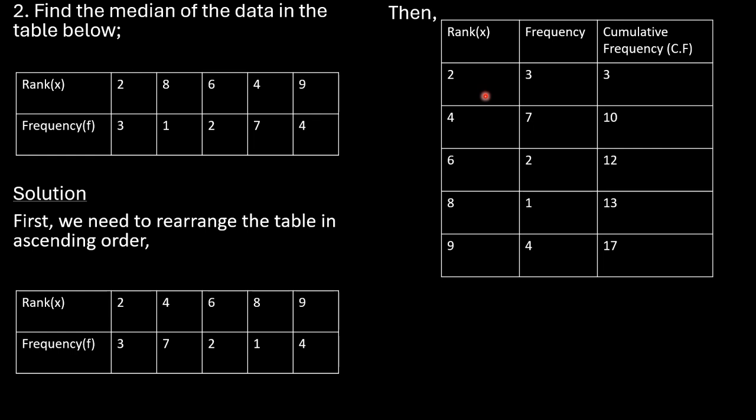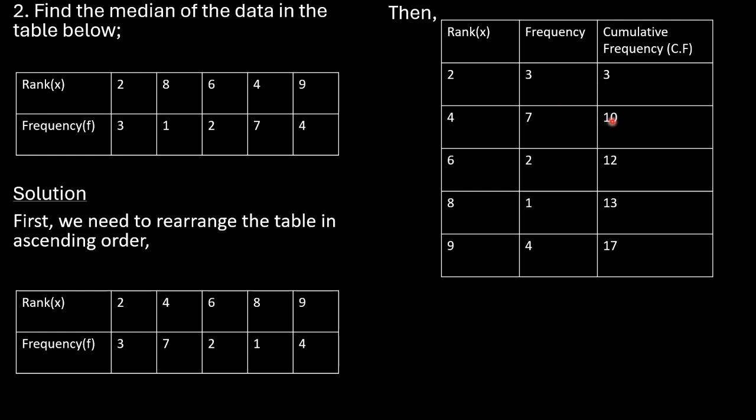The cumulative frequency of the first value remains the frequency of the first value. That is, you can see that the cumulative frequency of 2 here is 3, and it's still the same thing as the frequency of 2. Now, to get the cumulative frequency of the second value, which is 4 here, what you need to do is add the cumulative frequency of the first data to the frequency of the second data. That is 3 plus 7, and that gave us 10.